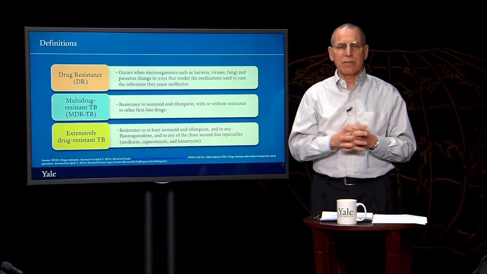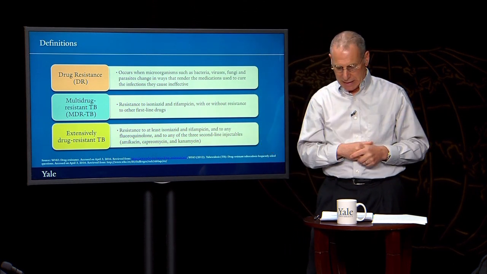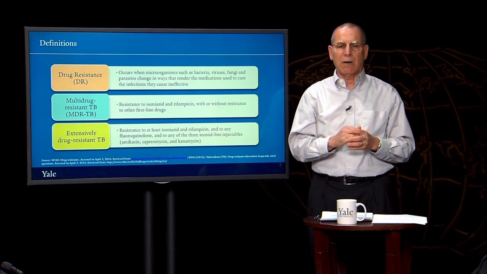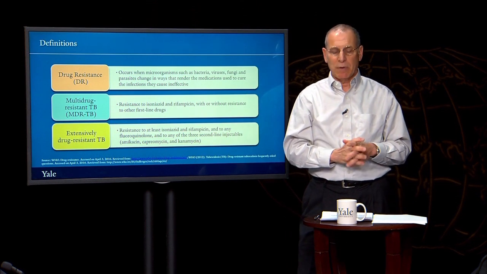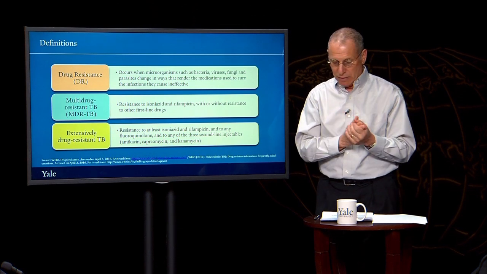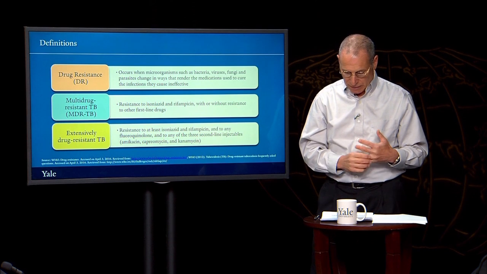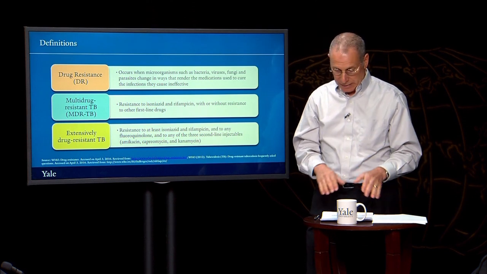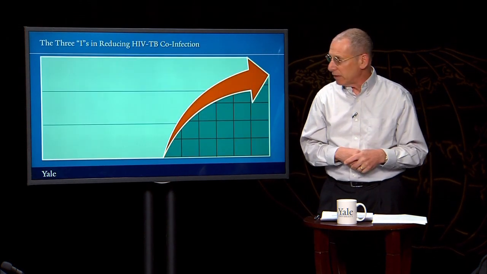TB is an opportunistic infection of HIV, as I mentioned. As the immune system declines, people might get tuberculosis. And the world has been working hard to suggest and to try to implement the idea that everybody with active TB disease should be tested for HIV, and everybody with HIV should be tested for tuberculosis as well.